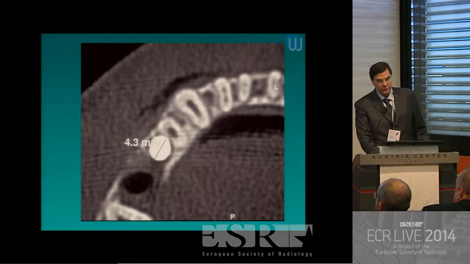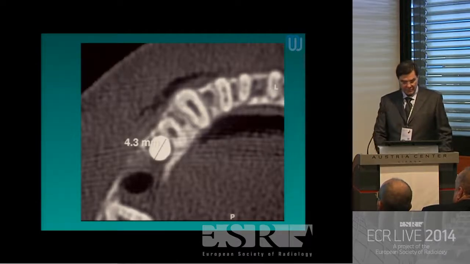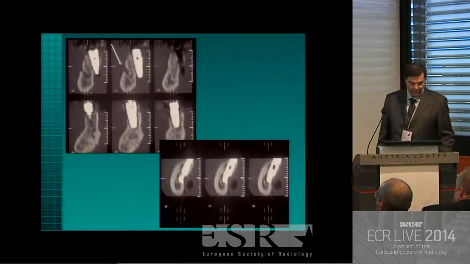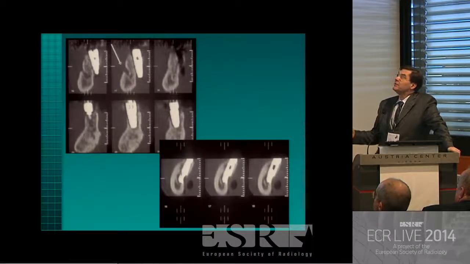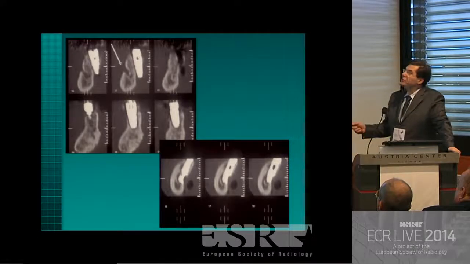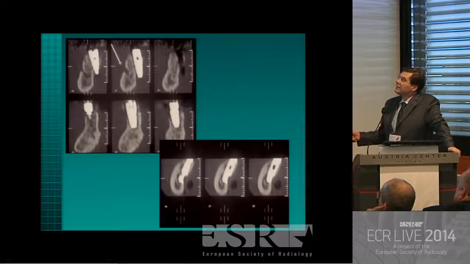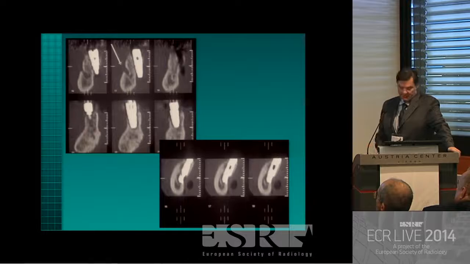But of course, it's not a good result to touch the neighboring root in any case when you put an implant. Other complications are postoperatively also wrong position of the implant. The dentist didn't want to touch the mental foramen here on the right side, so he avoided it, but he went all the way into the soft tissue on the left side. And another patient where the implant was placed into the mandibular canal in the lower jaw.